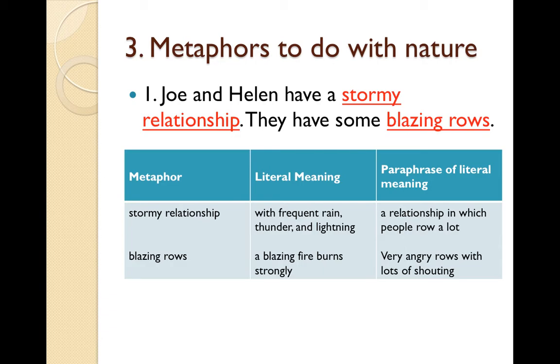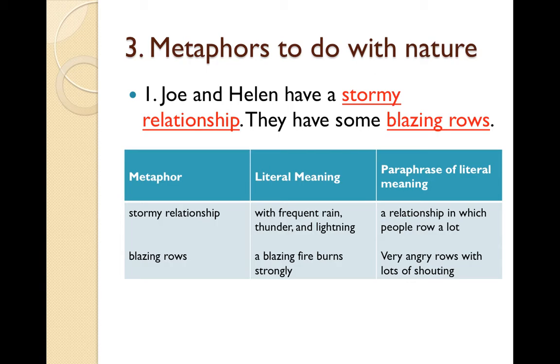Joe and Helen have a stormy relationship. They had some flashing rows. So you can see in these two sentences there are two metaphors as well. So the first metaphor is stormy relationships, right? The literal meaning is with frequent rain, thunder, and lightning.